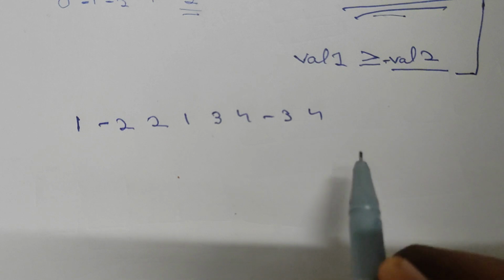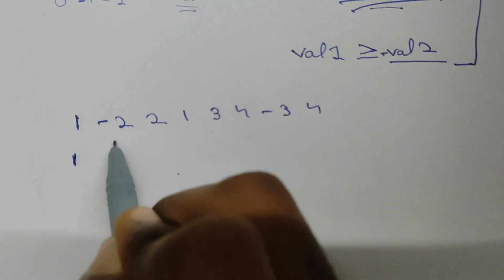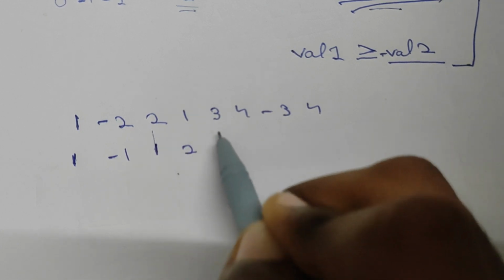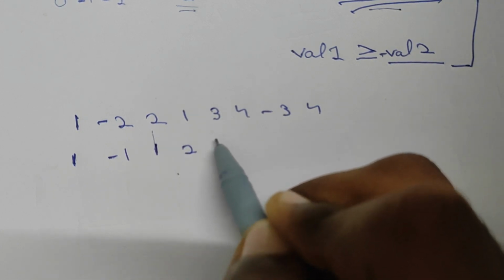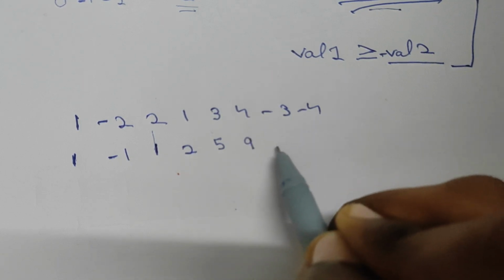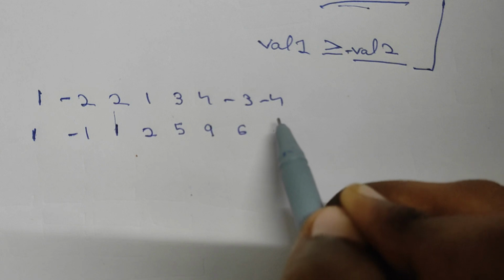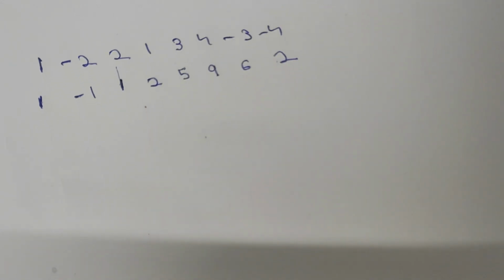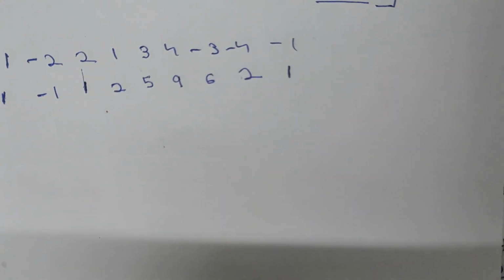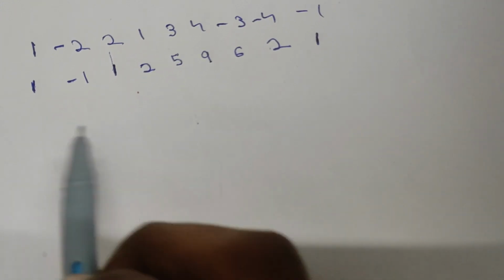Okay, so when I take the prefix sum of this, the prefix sum till 1 will be equal to 1, till here will be equal to -1, till here will be equal to 1, till here will be equal to 2, till here will be equal to 5, till here will be equal to 9, till here will be equal to 6, till here will be equal to 2, and till here will be equal to 1.